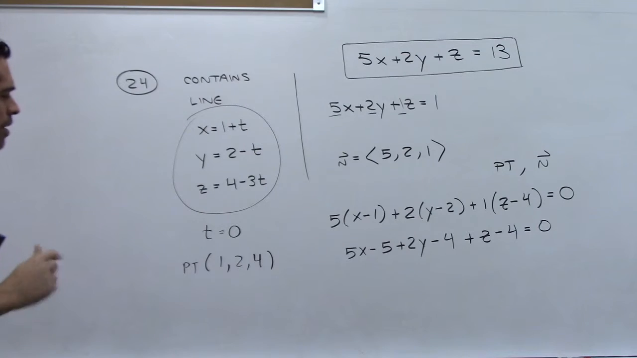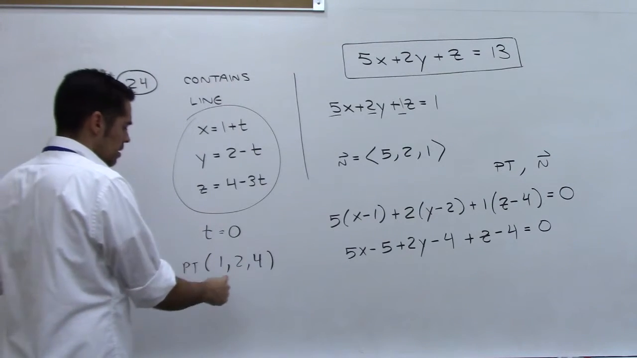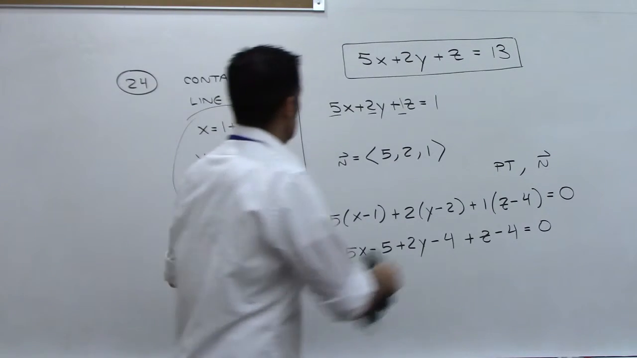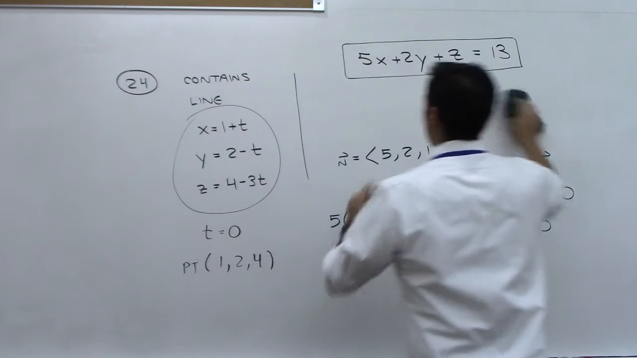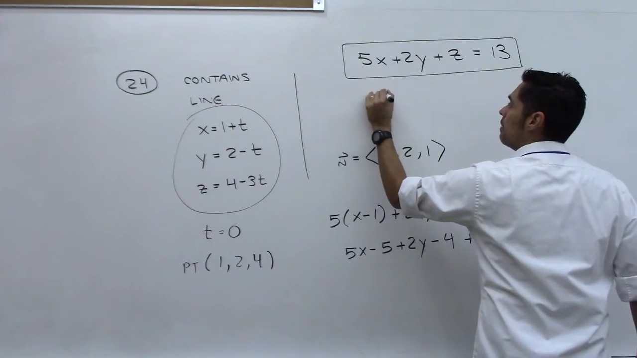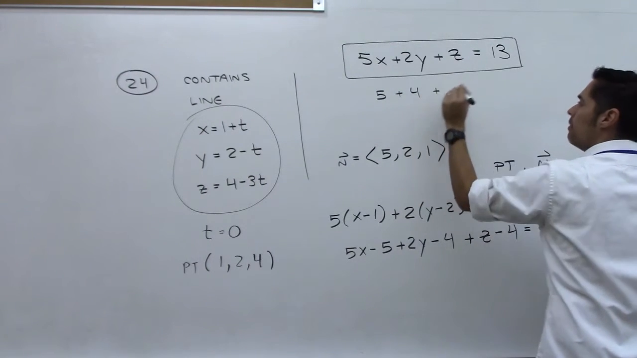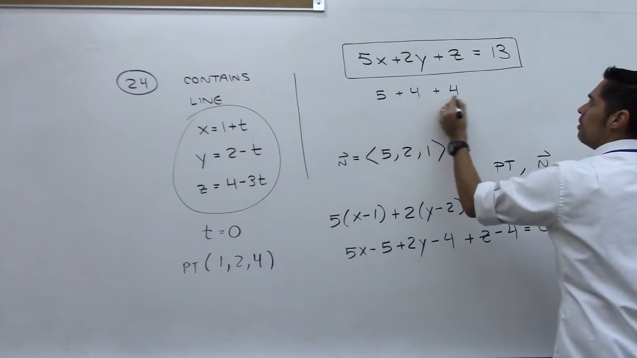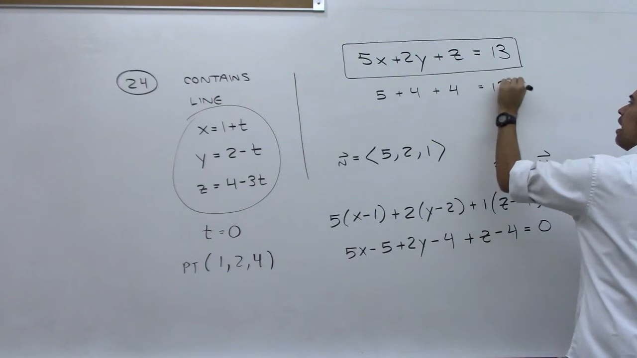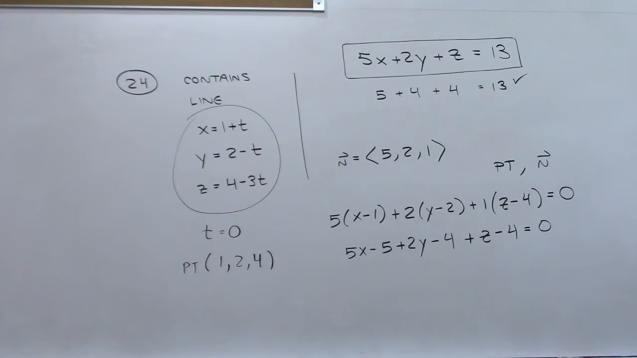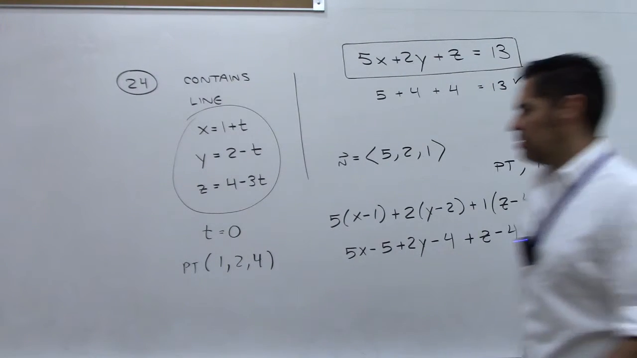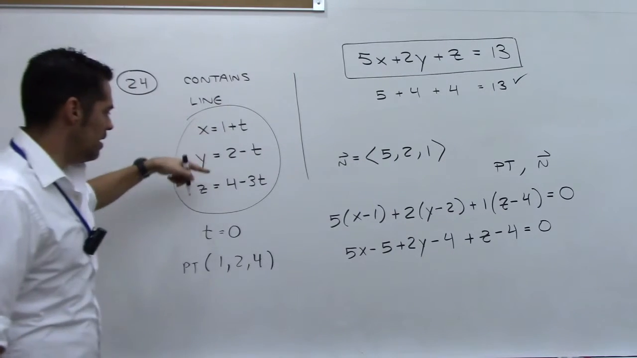Should we check first that this point does live there? Plug in 1, 2, 4. So if I plug in 1, we get 5, 2 in here, we get 4, plug in 4 in there, we get 9 plus 4 is 13, that checks. And I said it didn't matter what point I picked, so I bet you any other point on this line is going to live there too.